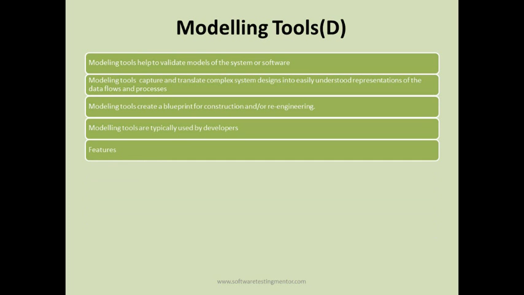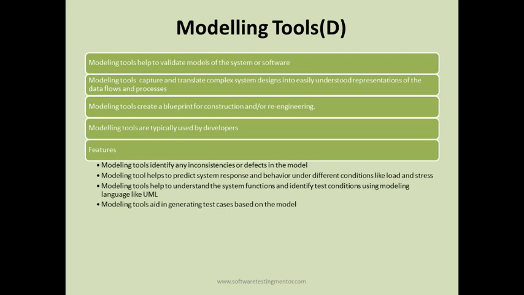Then what are the features of modeling tools? Modeling tools identify any inconsistencies or defects in the model. That's a very basic feature. If there is any inconsistency or defect in the software model, then it will identify that. Then it helps to predict system response and behavior under different conditions like load and stress. You can model different load and stress in the tool and see how the software will perform, and what the response or behavior of the software will be.